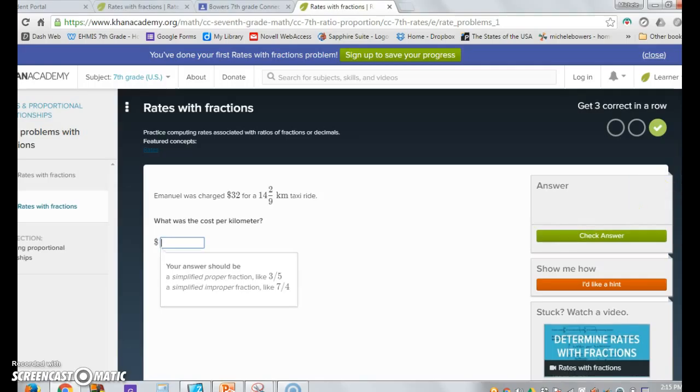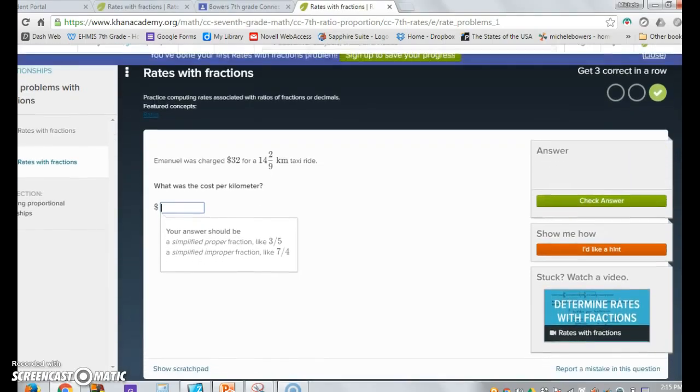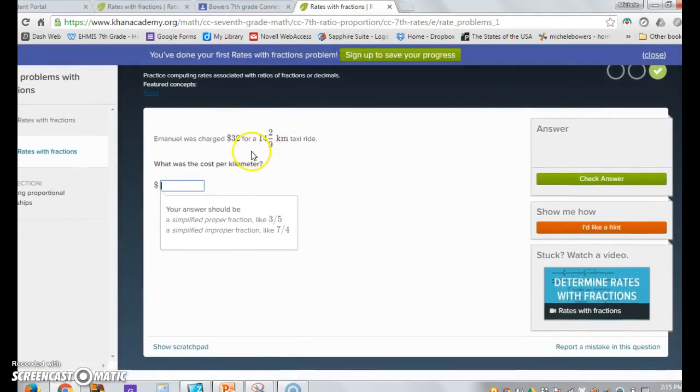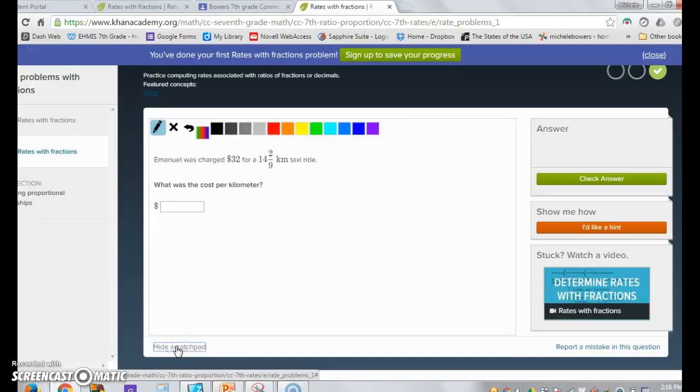Now, I look at this and I think, oh, I want to write this out. Emmanuel was charged $32 for a 14 2/9 kilometer ride. What was his cost per kilometer? I wanted you to see this down here. It says show scratch pad. So I'm going to click show scratch pad, and what I can do now is actually write on here, if I wanted to just write it by hand and not write on paper, like this.